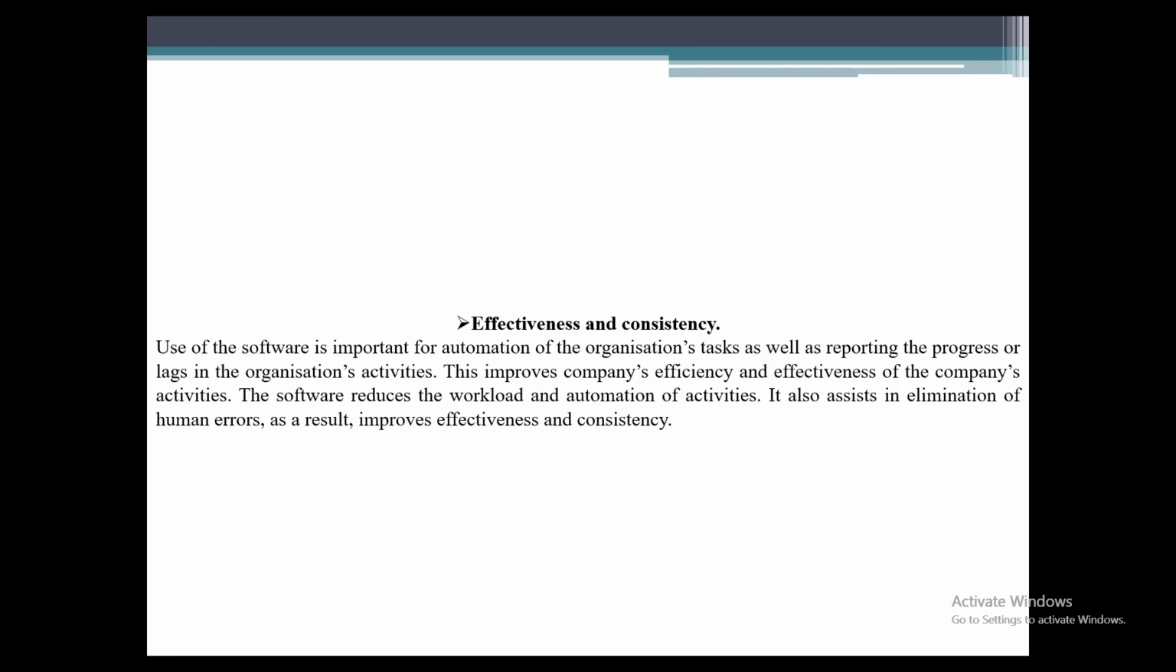Effectiveness and consistency. The use of software is essentially for the automation of the organization's tasks, as well as reporting the organization's progress or lack of it in its activity. This increases the efficiency and efficacy of the company's operations. The software decreases workload and automates processes. It also helps to eliminate human error, which enhances efficacy and consistency.